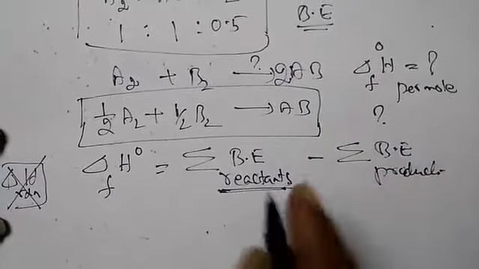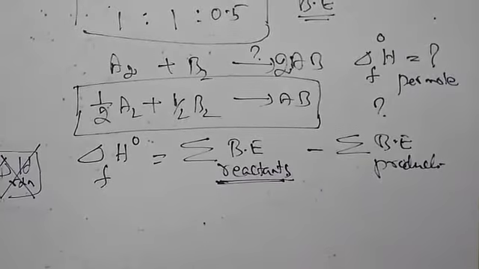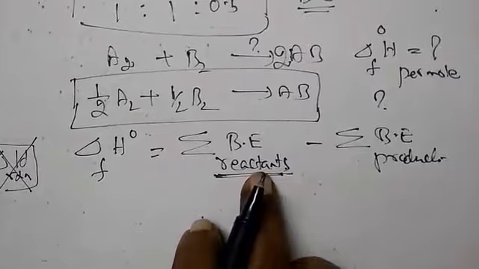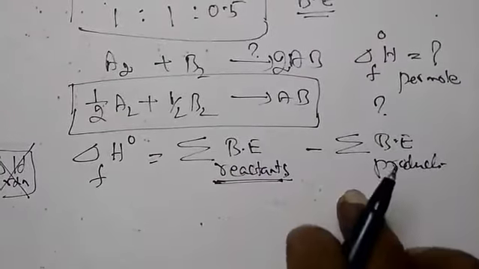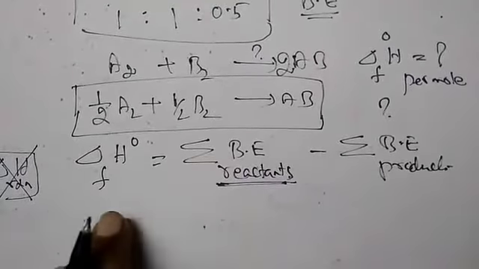Bond energy means fix it. This is the only tricky part for us. Frequently in competitive exams, they give questions based on bond energy only, where you have to follow reactant minus product. This is the place where students make the mistake. Now let us go to the work.